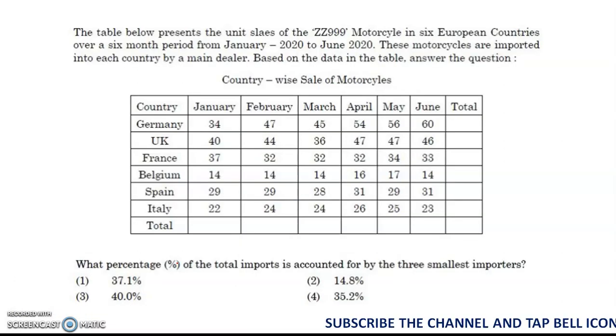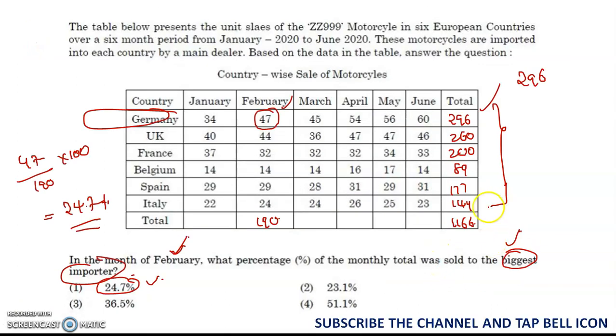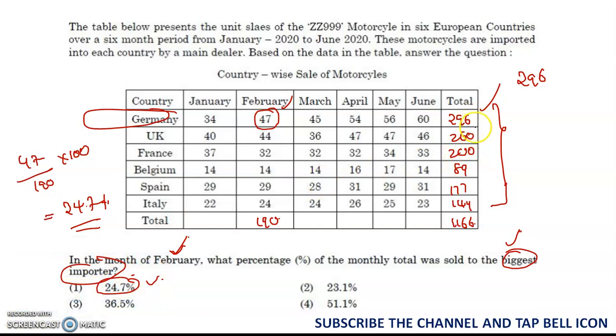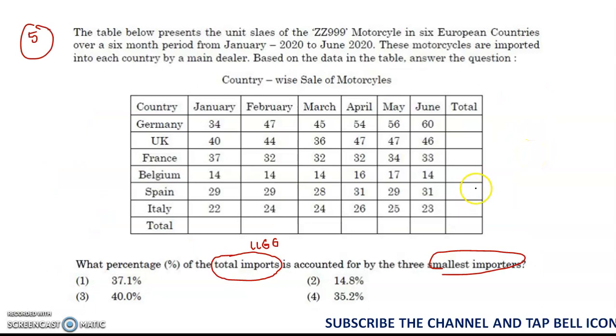Okay. Next, coming to the 5th question of this DI. Have a look here. What percentage of the total imports, 1166 in total, is accounted for by the 3 smallest importers? If I go back to the previous slide, you may check here. Who are the smallest importers, guys? If you check here, which countries are the smallest importers? Belgium, Spain, Italy. These three are the smallest importers, right? Now if I add all these three, I'm taking the next slide.